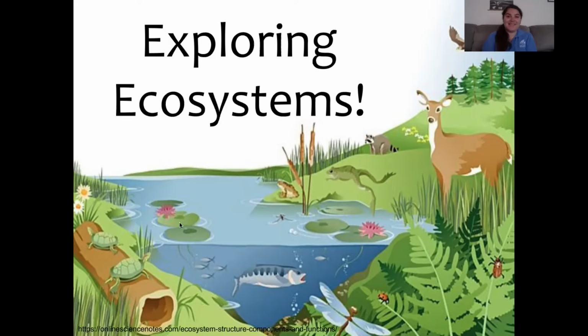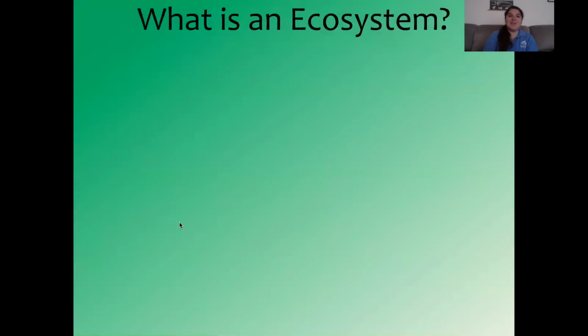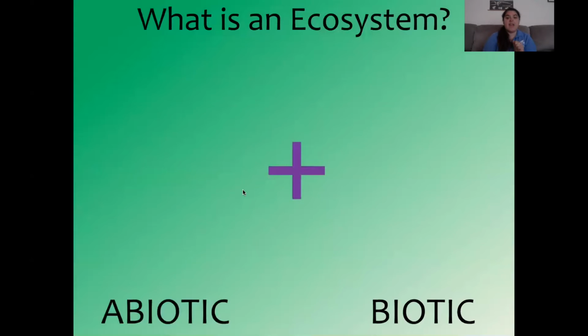Okay, let's get started. So first, what is an ecosystem? An ecosystem is made of two main factors, our abiotic factors and our biotic factors. Abiotic factors are non-living things that are in our ecosystem, and biotic factors are our living things that are in an ecosystem.